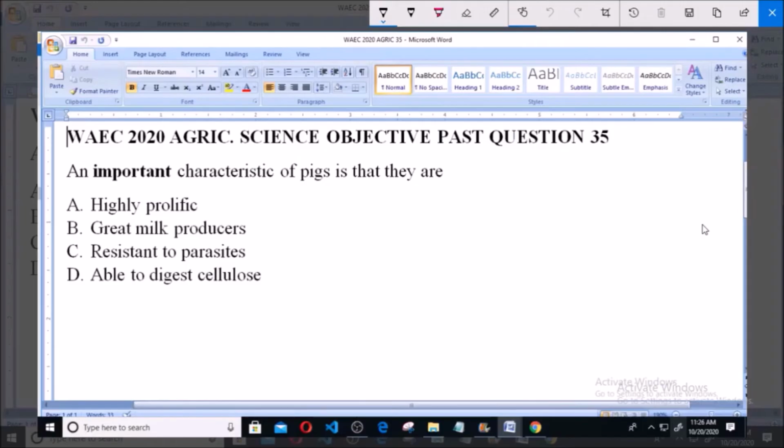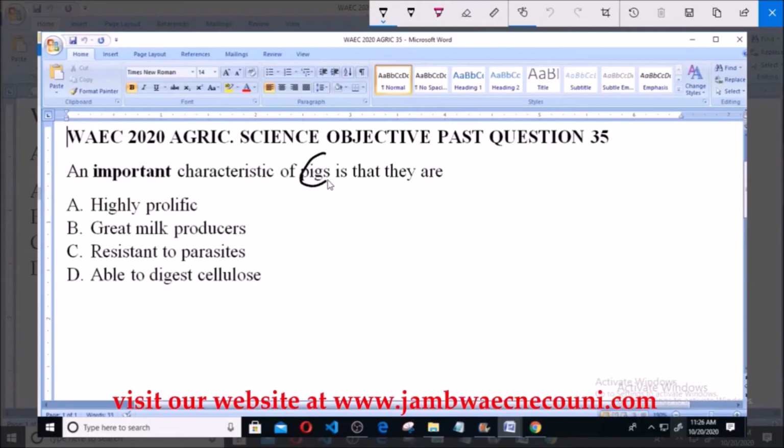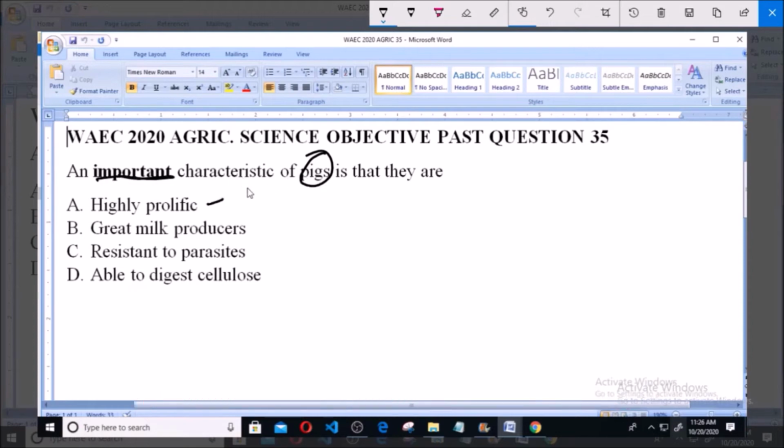I will be answering WAEC 2020 Agric Science Objective Past Question 35. An important characteristic of pigs is that they are A. Highly prolific, B. Great milk producers, C. Resistant to parasites, D. Able to digest cellulose. So in terms of pig management, what is one of the characteristics that is deemed important? Now option A says highly prolific.